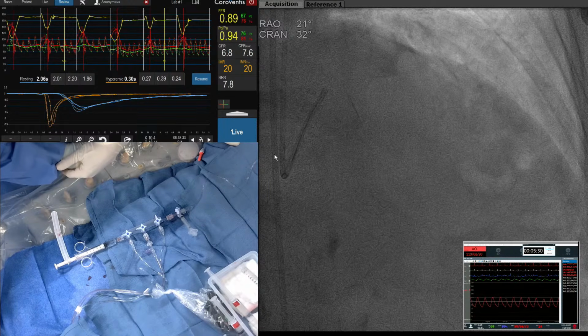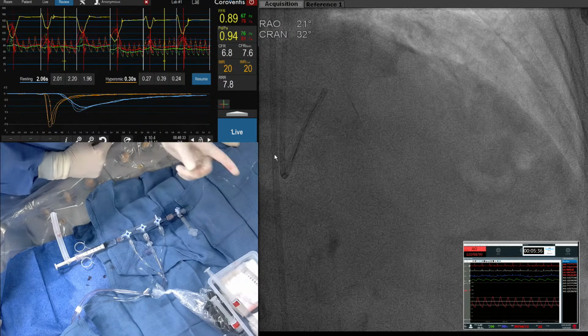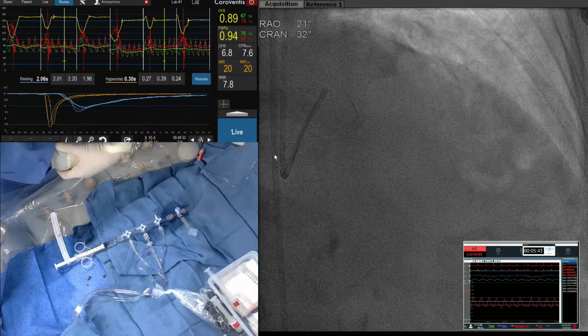I have not done a lot of multi-vessel cases. I think there are some publications out there that say your yield might be slightly higher if you do that, but you can't, because the resting is the LAD. The resting flow in the circumflex is going to be different. Right. So we'd have to stop adenosine, let it wear off, and then repeat. So in the sake of time, we're running kind of on the end side here.